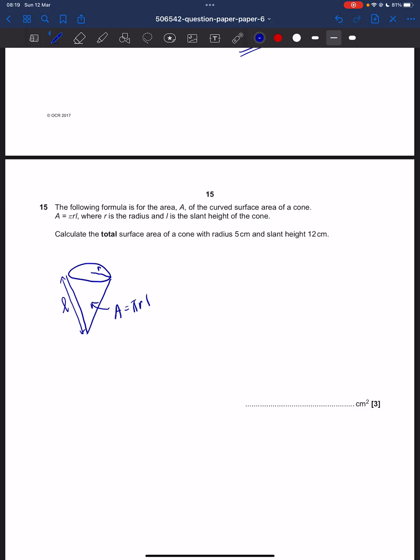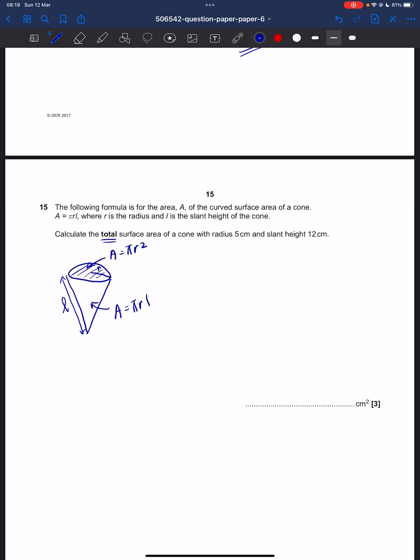Calculate the total surface area of a cone with radius 5 and slant height 12. So in terms of pi, I understand it. It's not just an ice cream cone. We've got a top as well. Otherwise it would be too easy. So for the total surface area of the cone, the area of the circle on the top is pi r squared. Okay, so that's a bit more interesting.